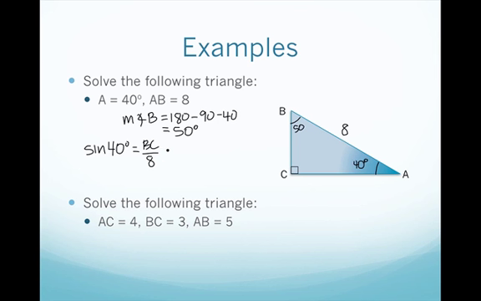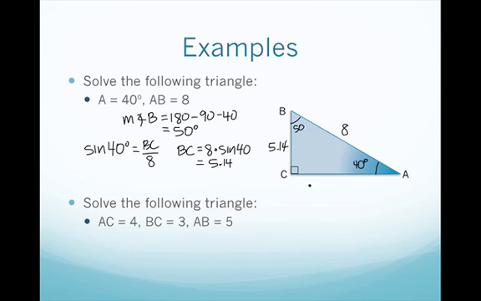So in order to solve for BC, we're just going to do algebra, and we get BC equals 8 times sine of 40 degrees. When you put that into your calculator, you end up with BC equals 5.14. So now that we have BC, let's go ahead and mark that.